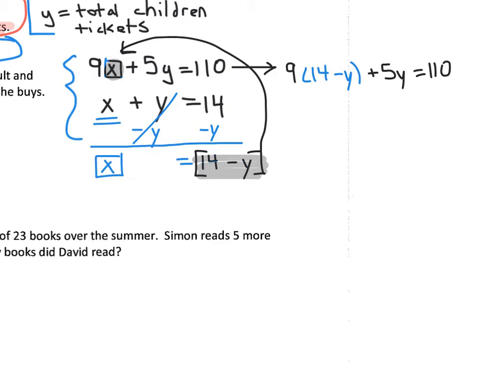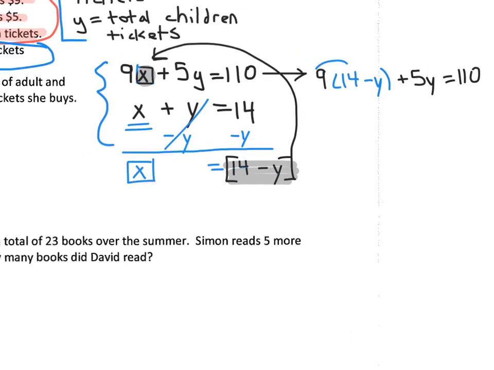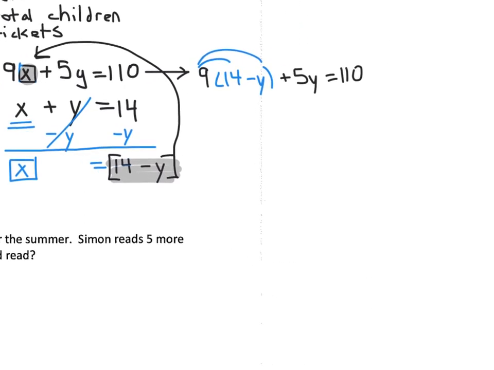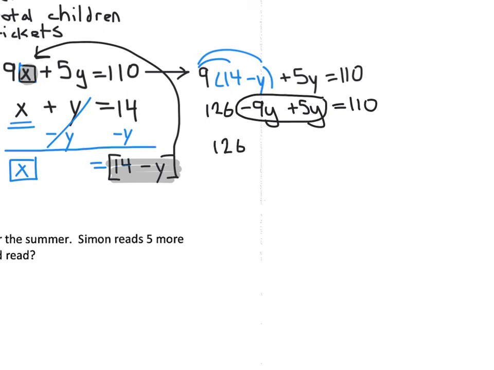Okay, to solve this, we have to use the distributive property. Remember, that means that we multiply the number touching parentheses times everything inside. 9 times 14 is 126. Then we've got minus 9Y plus 5Y equals 110. Now we need to combine our variables. So we have 126. Negative 9 plus 5 is negative 4.